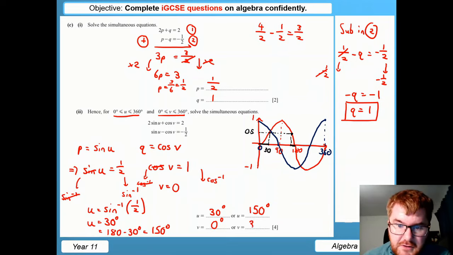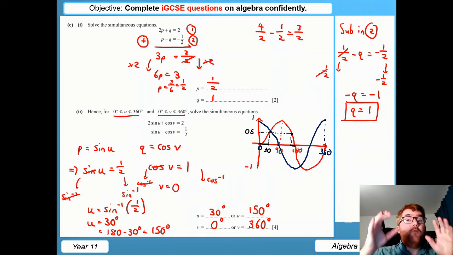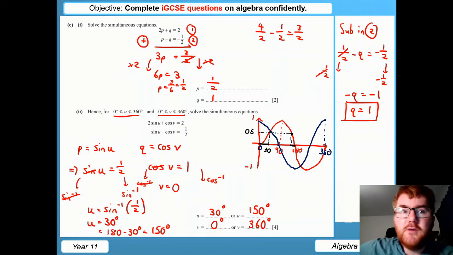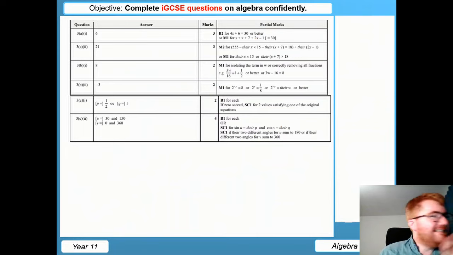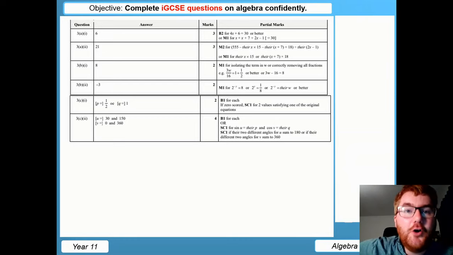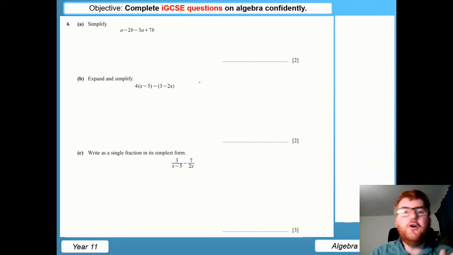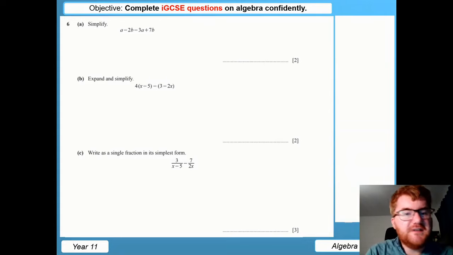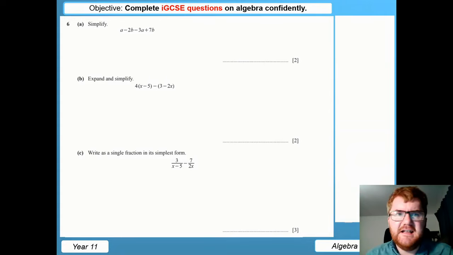So you need to make sure you put in the 360 degrees to make sure you get all 4 marks for that particular question. And that is the end of question 3a. So you can check all the working I've done so far on it. Okay, and on to some more typical algebra skills that we haven't looked at so far in the video.